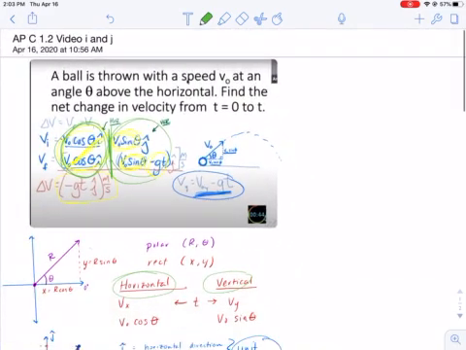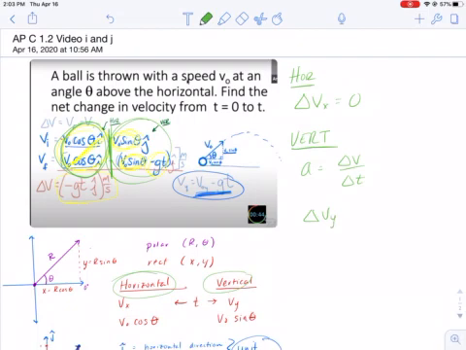What if you were doing this problem? How might you approach it? Well, here's what I would say. In the horizontal direction, delta V is 0 because there's no acceleration in the horizontal direction. In the vertical direction, I would say that the definition of acceleration is delta V over delta T, or delta V in the vertical direction is equal to A delta T.